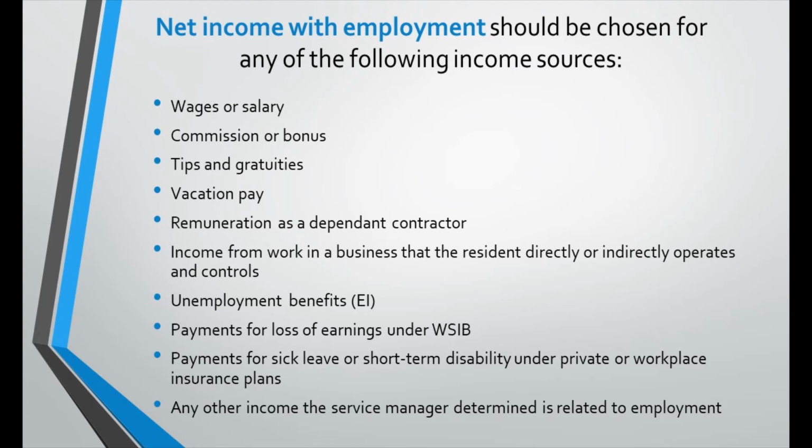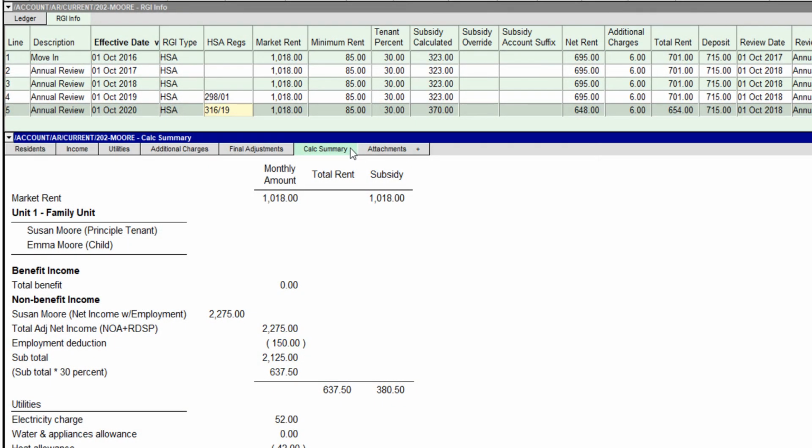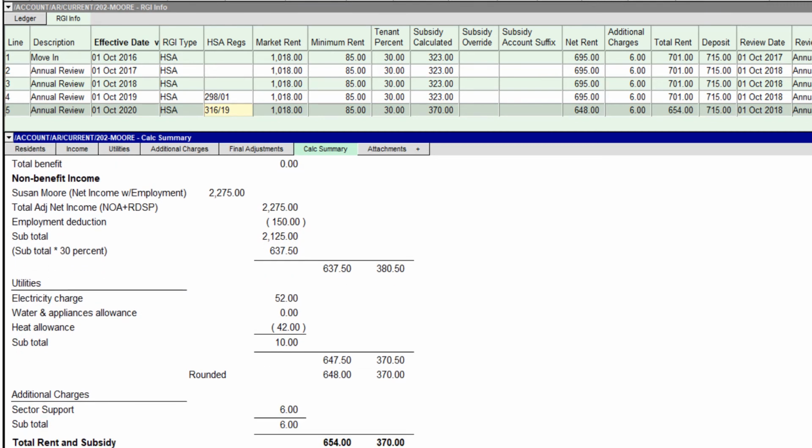payments for loss of earnings under the Workplace Safety and Insurance Act, or WSIB, payments for sick leave or a short-term disability under a private or workplace insurance plan, and any other income the service manager determines is related to employment. When using Regulation 316, the NewViews RGI Calculator will automatically determine the correct employment deduction for a family or benefit unit. The calculation displayed in the Calc Summary tab will also have a slightly different format depending on whether Regulation 298 or 316 was used.